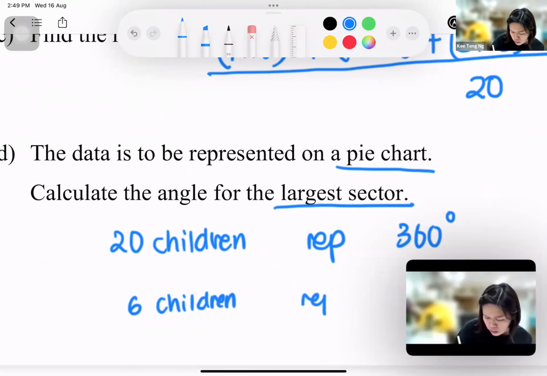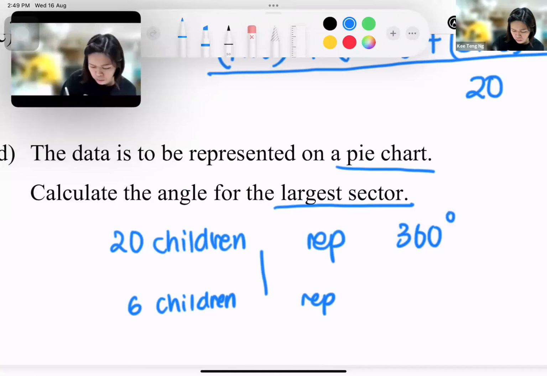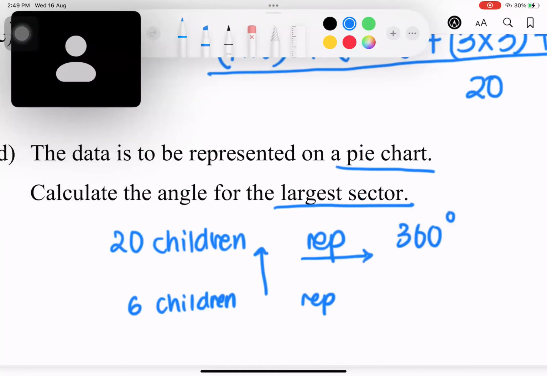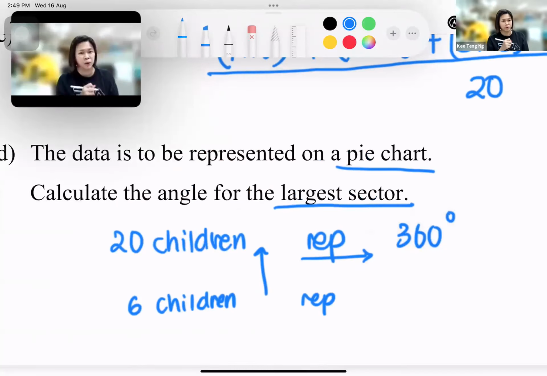Yula, show me the working. Tell me the working. What? Tell me the working. I don't know. You talking with Afiq or you pay attention?